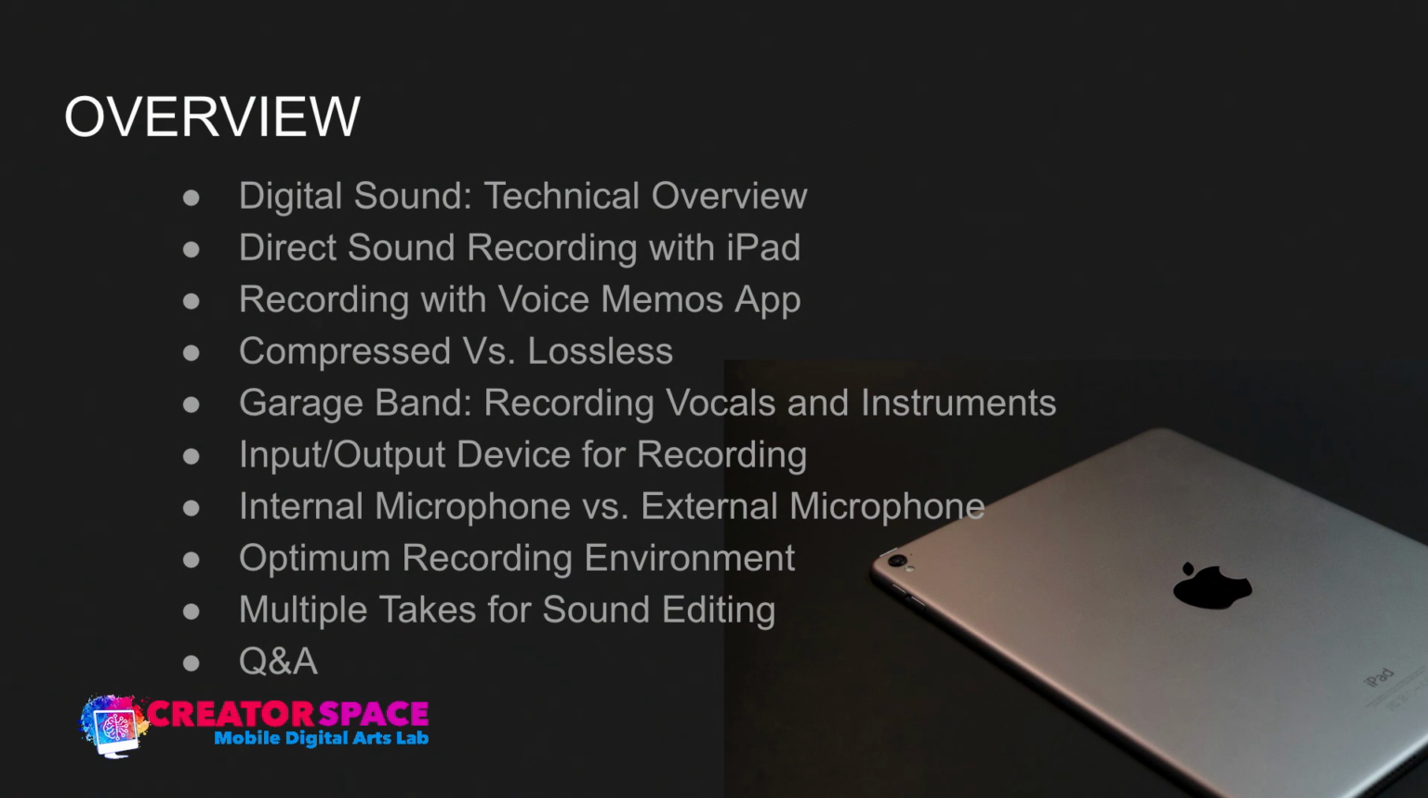And then we'll look at what's called an I/O, or input-output device, for recording. So there's different types that can be used. There's hundreds essentially. So we'll just give a look at how that works. And we'll look at the internal microphone versus external microphone. So plugging in a microphone into the iPad versus just using the internal built-in microphone. Then we'll look at optimum recording environment, best practices for recording your audio and how that can work. And then we'll also look at the concept of multiple takes for sound editing, how to get a few takes to make sure that you get what you need.